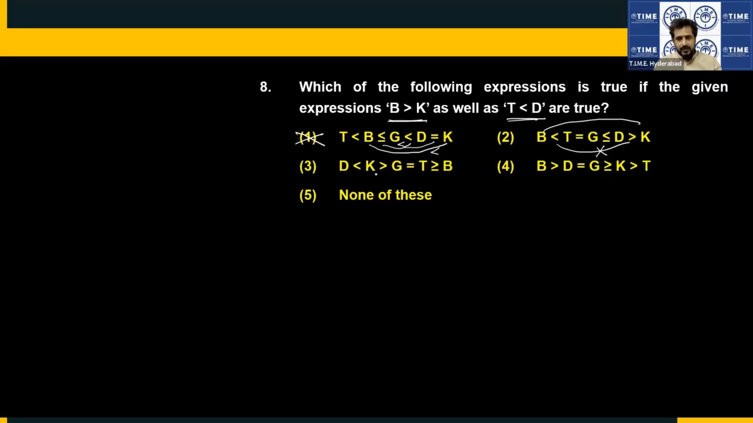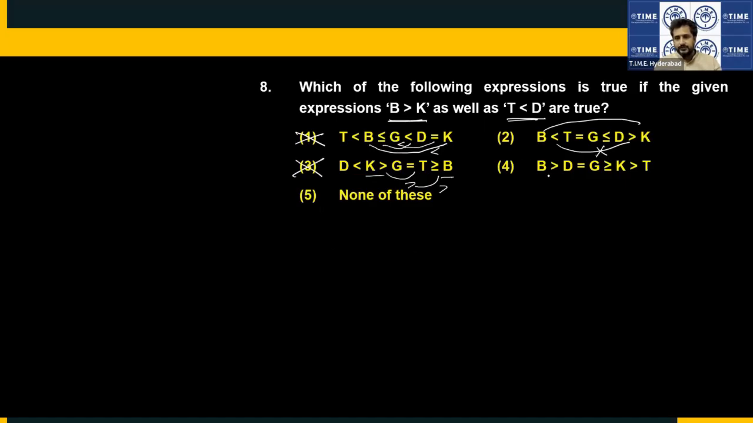Next, here K and B. Greater than and equal to leads to greater than, and greater than and equal to leads to greater than. K greater than B. K greater than B is as good as B less than K, but we need B greater than K. So choice 3 does not follow.